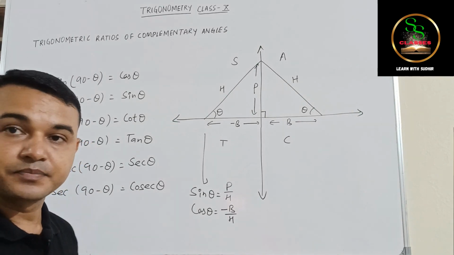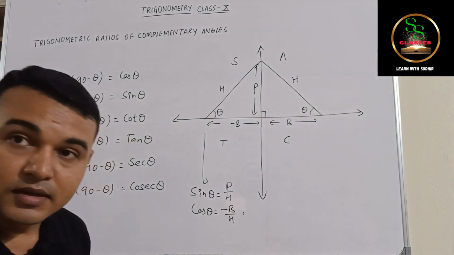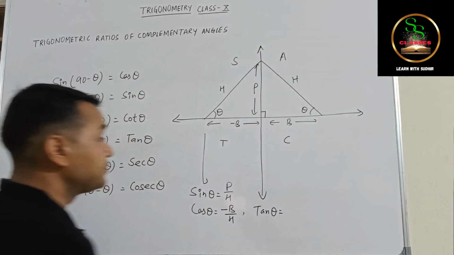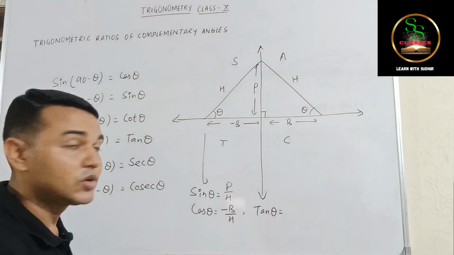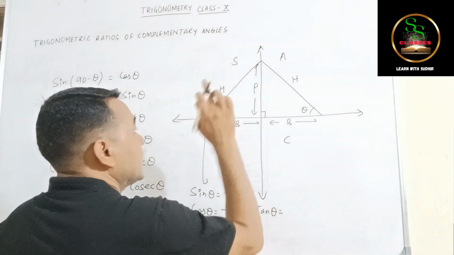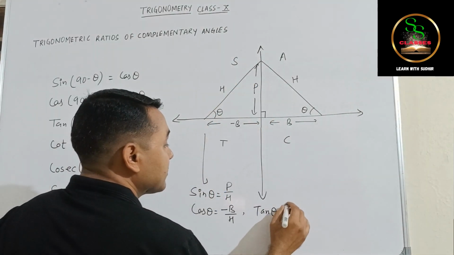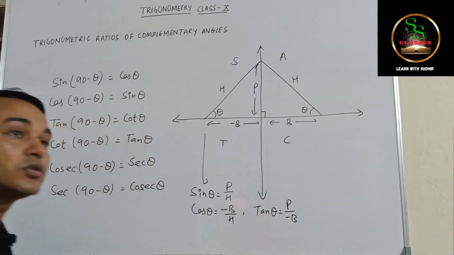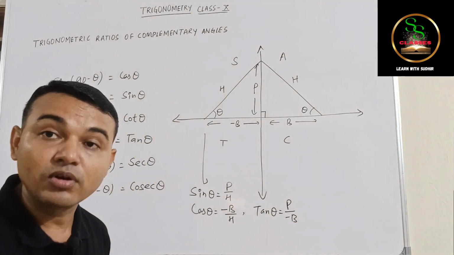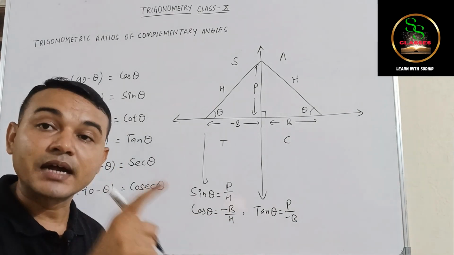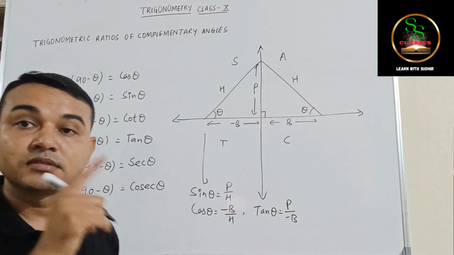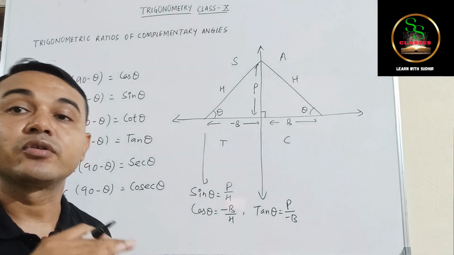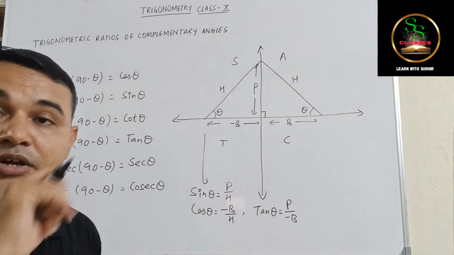I hope it is clear. Clear to all? Now we are going to find tan theta. Tan theta is perpendicular by base. Perpendicular is positive and base is negative. So tan theta also becomes negative, and the reciprocal of tan is also negative. That is why in the second quadrant sine and the reciprocal of sine, cosec, are positive. Rest all trigonometric ratios are negative.